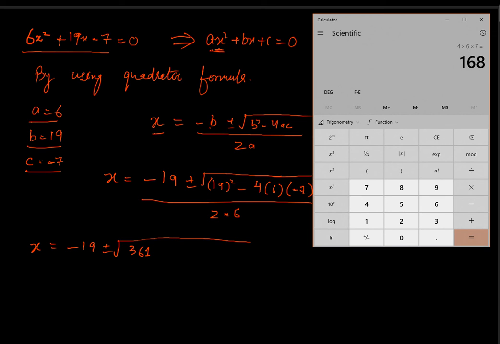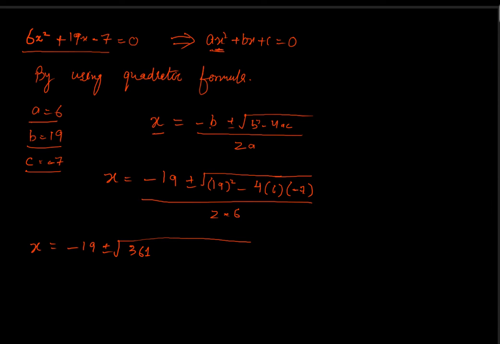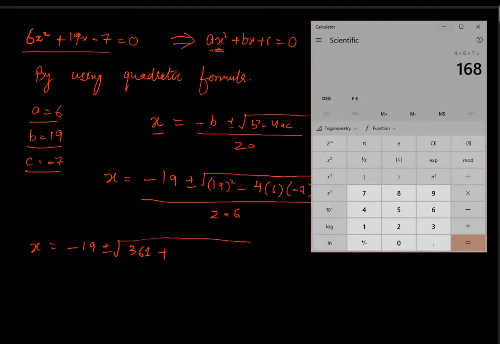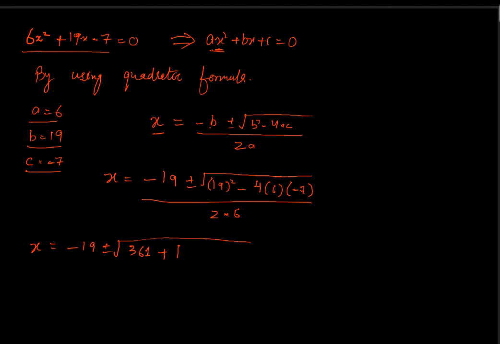But negative times negative will be positive, right? So -4 times 6 times -7 will be positive, and the answer is positive 168. And this whole thing is divided by 2 times 6, that is 12. Now I can again solve it.